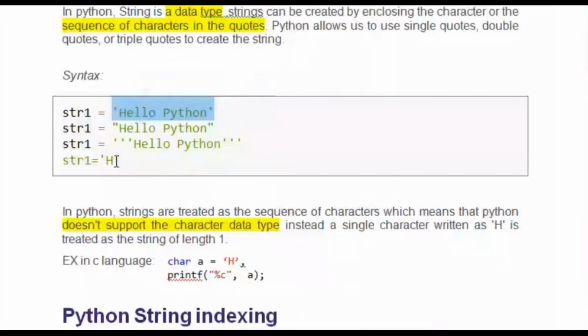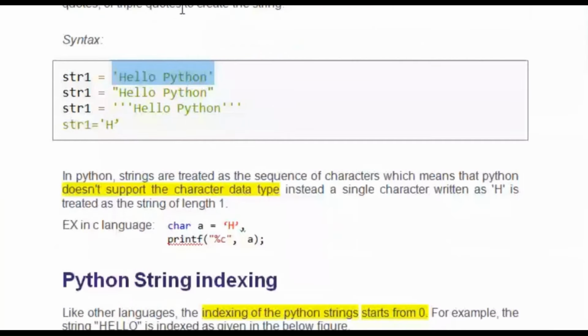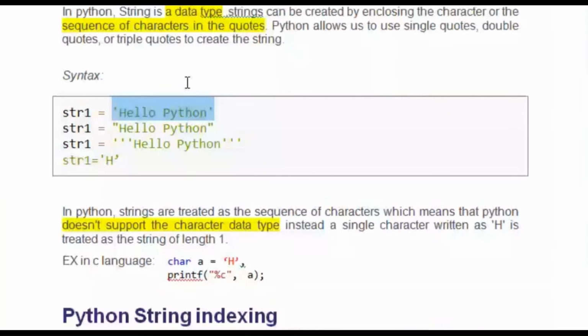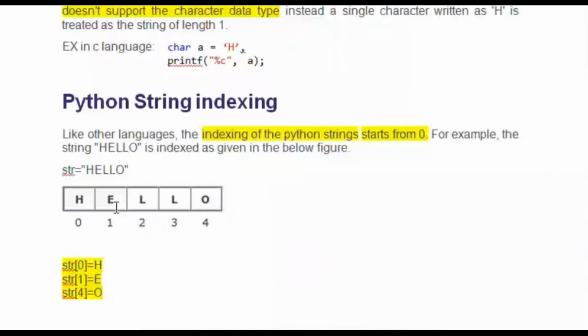Okay. So whenever you want to give a value as a string, you have to mention it within single quotes or double quotes. Triple quotes will be used very rarely. Now I have stored this particular string, hello, inside a variable named str, right?